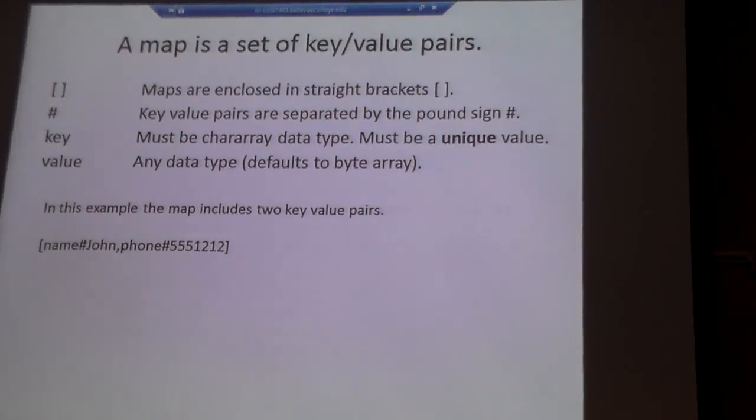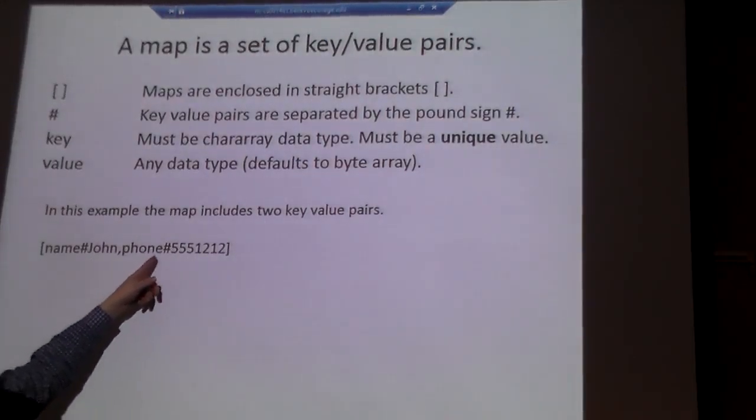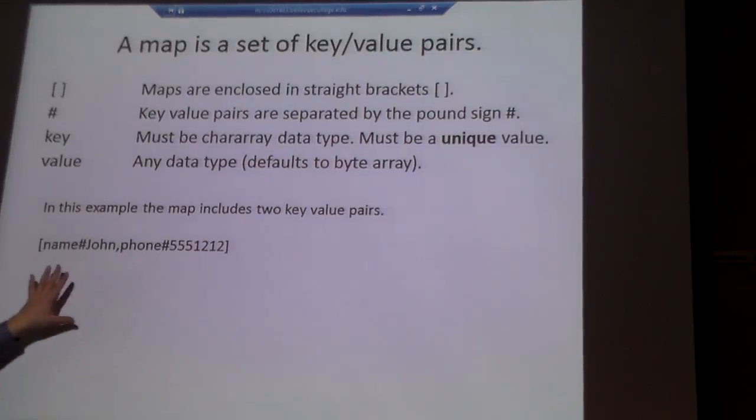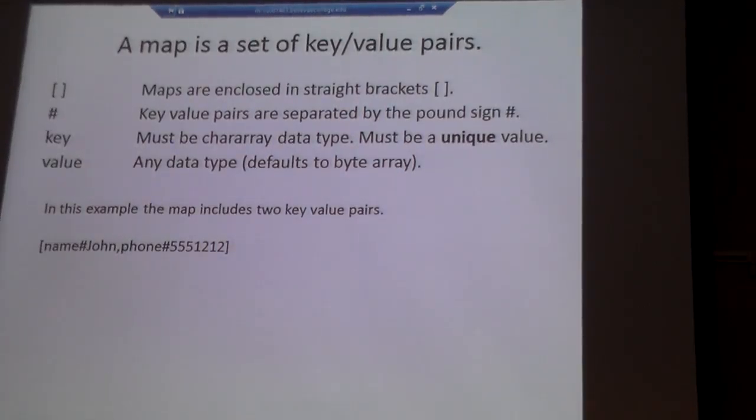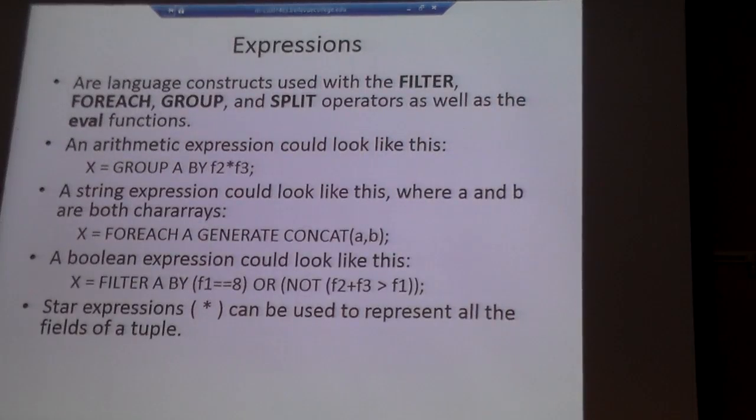Okay, a map. This is not so related to the other slides yet, it'll come back in. A map is a set of key value pairs. So name, pound John, phone, pound that. Those are key value pairs, and you'll see how we use those later to do these transformations.